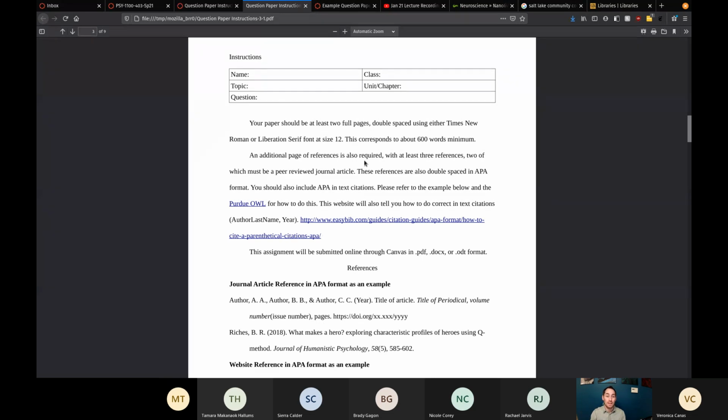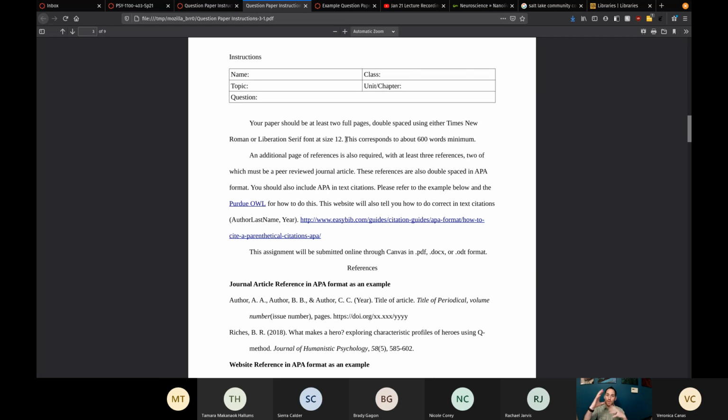So what I will turn in the end is going to be a 2-page double-spaced paper that is either Times New Roman or Liberation Serif font size 12. So that's kind of standard APA sizing, is size 12. They actually recently changed it. You can use smaller sizes with some text formats. But just for us, we're going to do Times New Roman or Liberation Serif at font size 12, double-spaced, 2 pages of content. So that's about 600 words for the actual content portion.